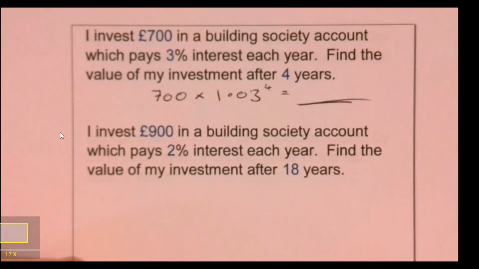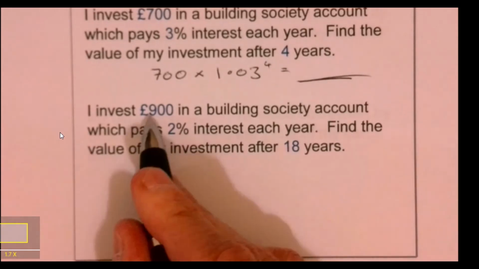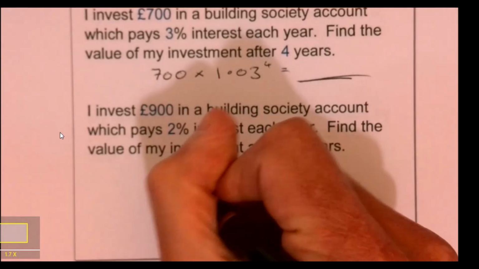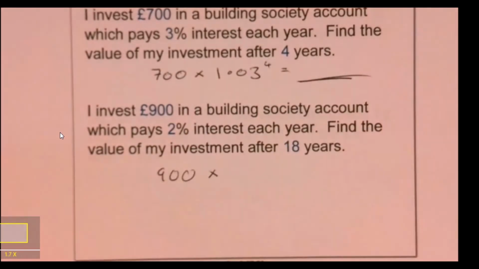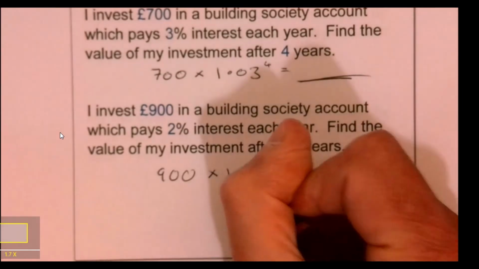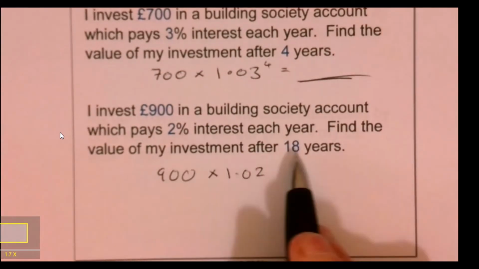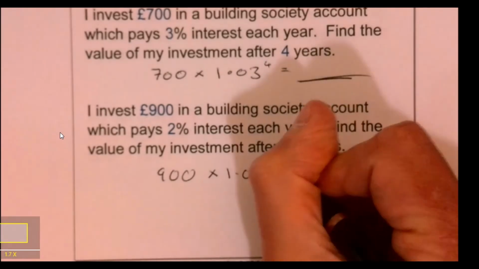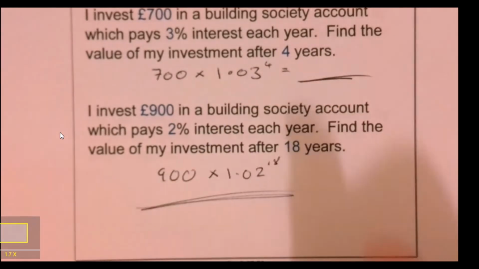There we go, and we would work that out. All right. Now, if you think you got it, just stay with it for a second because something's going to change. So I invest £900 in a building society. So 900 multiplied by 2% interest, 1.02. Whoa, 18 years. There we go. And type that into your calculator. All right. Now, those are interest questions.